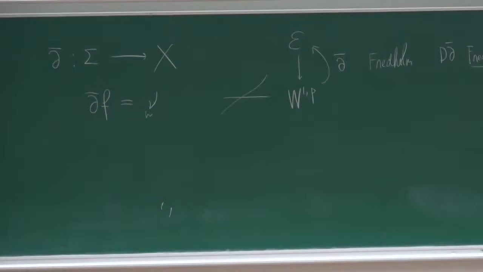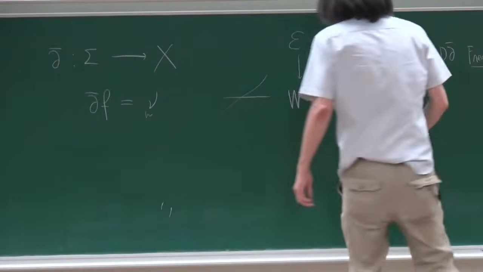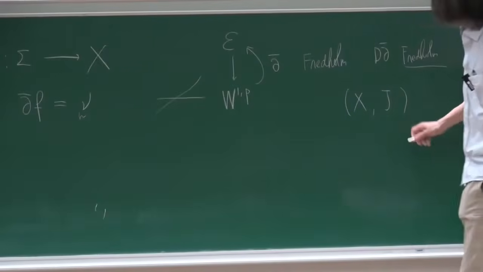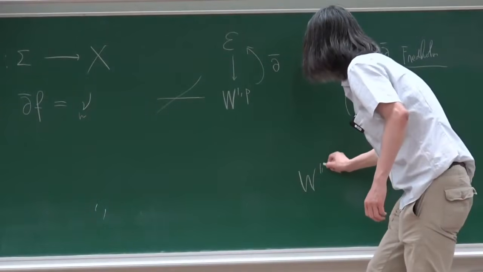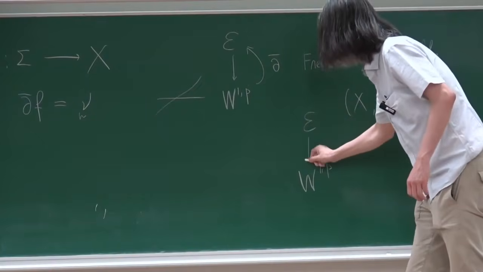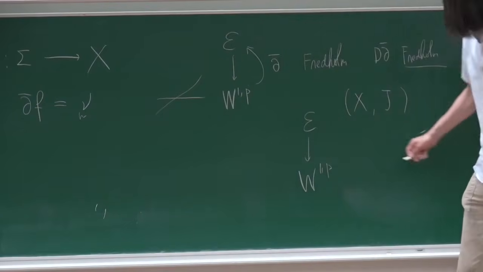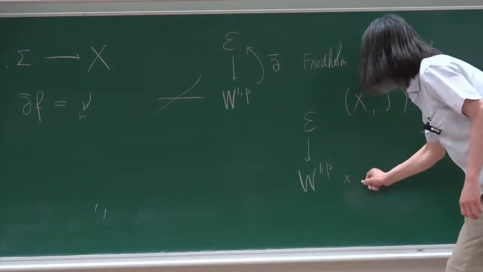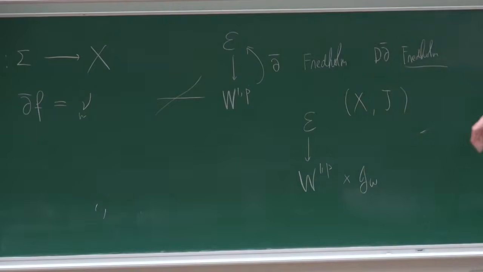By using this perturbation term, you try to make it transversal. And another thing: now I have a manifold X with almost complex structure J. For this we have a W1P map, and here I have E. But for this one, d bar may not be transversal. If you consider the case like a -2 curve or -3 curve in algebraic surfaces, they don't satisfy this transversality. So now you consider the product with this space, and consider a parameterized problem.